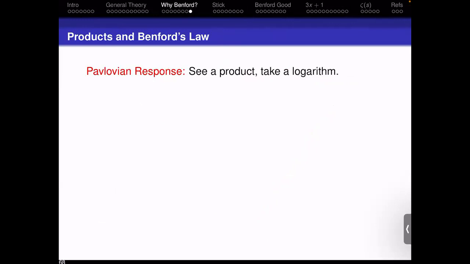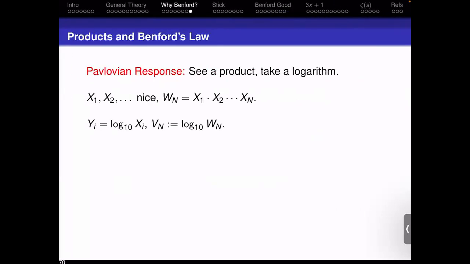Okay, so whenever you see a product, you should always take a logarithm. So imagine we have some process where we have x1, x2, and we care about their product. Well, if we take yi to be the log of xi, and just let vn be the log of the product, then the log of the product is the sum of the logs. And if we're in a situation where the central limit theorem kicks in, we would expect the sum of the logs to become normally distributed, typically with growing variance. And if you have a normal distribution with growing variance, it's not that hard to see that it's going to be converging to the uniform distribution mod 1.